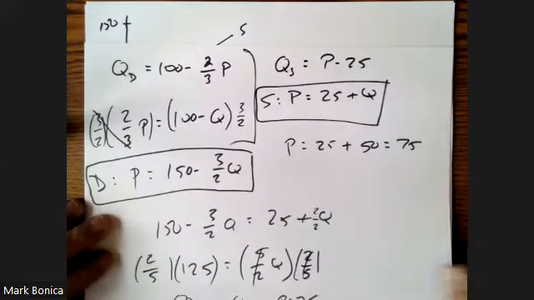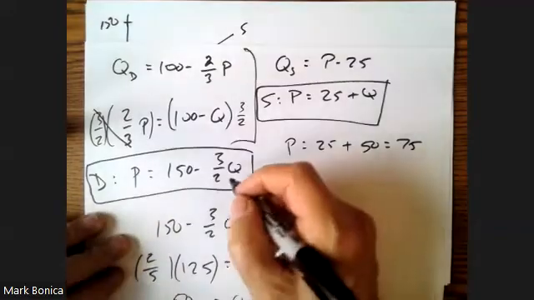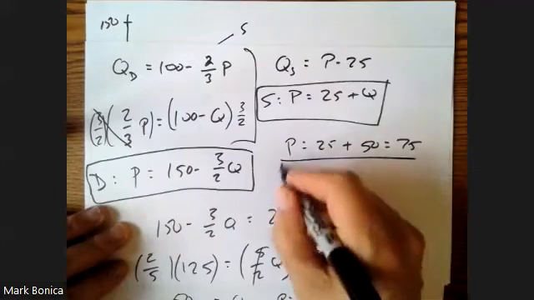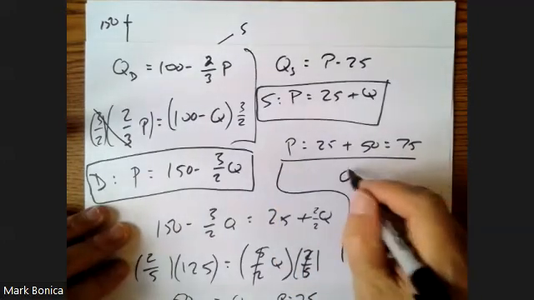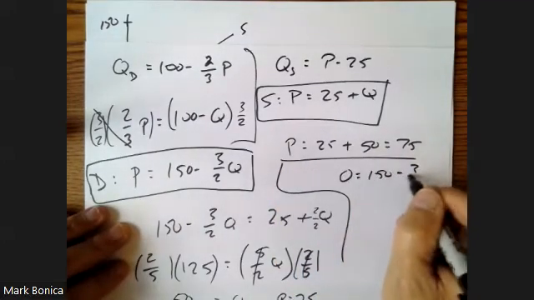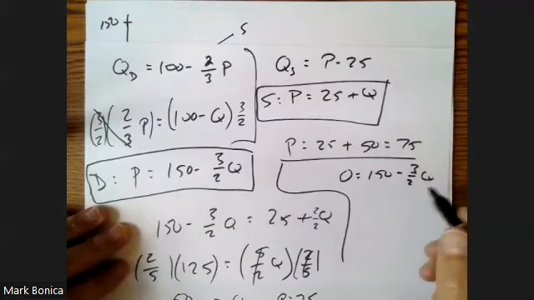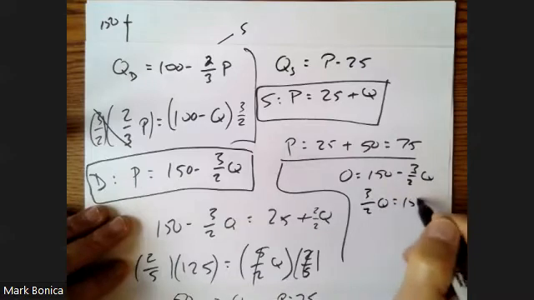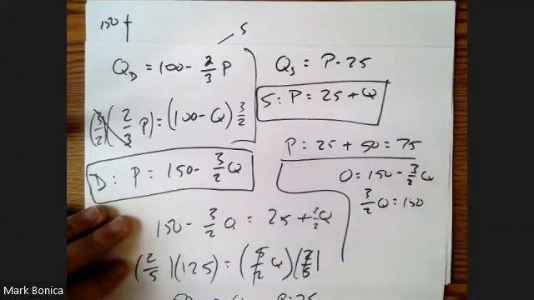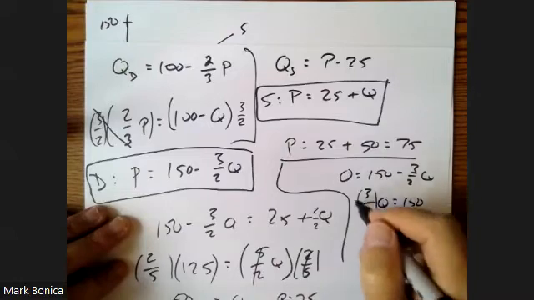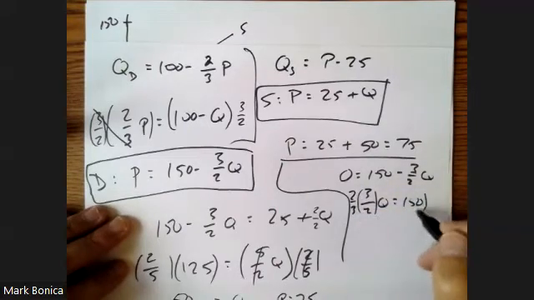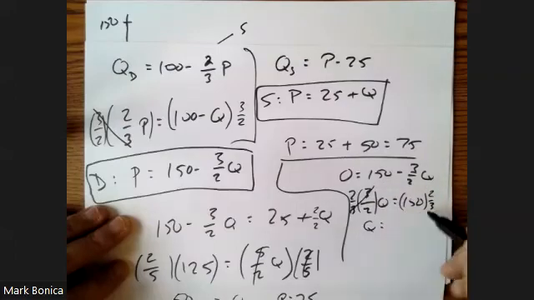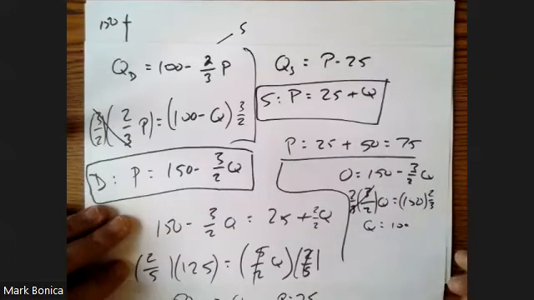So if we want to figure out exactly where it crosses the x-axis, we set P equal to 0. So 0 equals 150 minus 3/2Q, and we're solving for Q now. So we get 3/2Q equals 150. Then multiply both sides by 2/3. That cancels, and we get Q equals 2/3 of 150, which is 100.